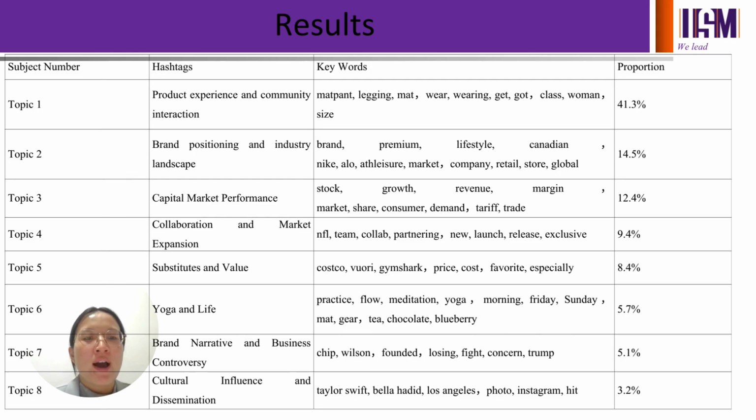Topic 6 is yoga and life. Topic 7 is brand narrative and business controversy. And topic 8 is cultural influence and dissemination. These 8 topics are the areas that Lululemon customers are most interested in.